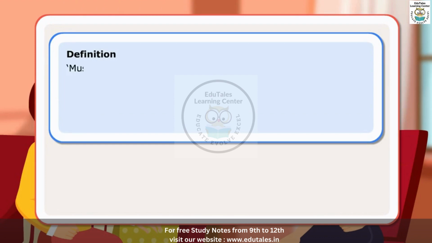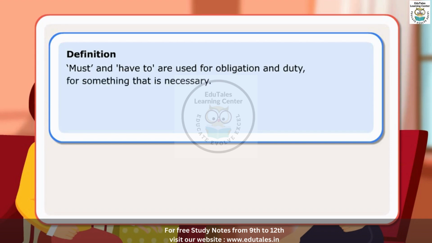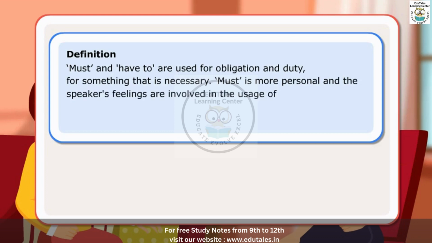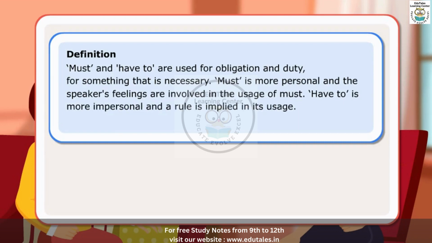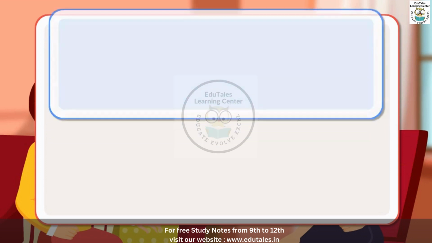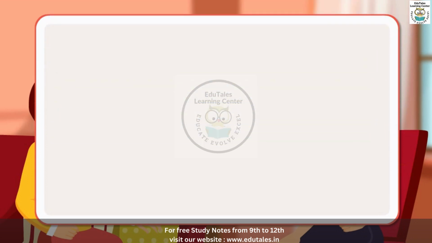Definition: must and have to are used for obligation and duty, for something that is necessary. Must is more personal and the speaker's feelings are involved in the usage of must. Have to is more impersonal and a rule is implied in its usage. For past and future, have to is used. Let us look at a few sentences.